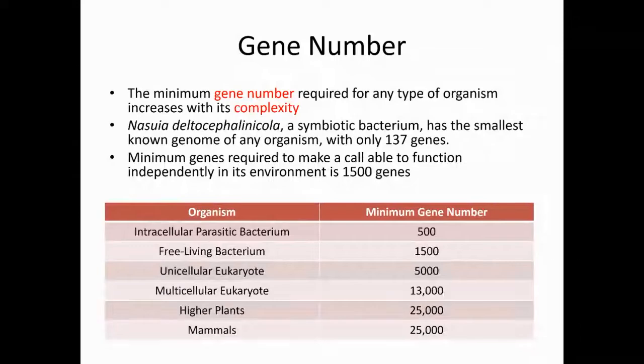Okay, so basically there's some connection. As you increase the gene number, the complexity increases. Also from the table here, you can see that intracellular parasitic bacteria have 500 genes, free-living bacteria 1,500, unicellular eukaryotes 5,000, multicellular eukaryotes 13,000, higher plants 25,000, and mammals 25,000.